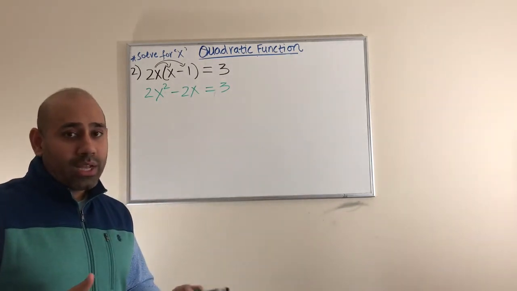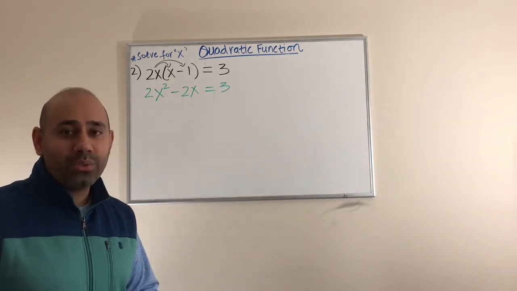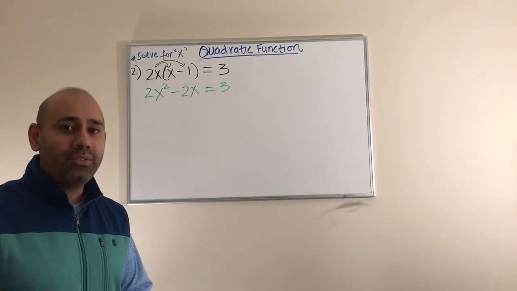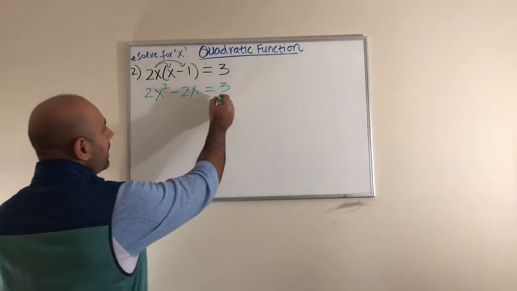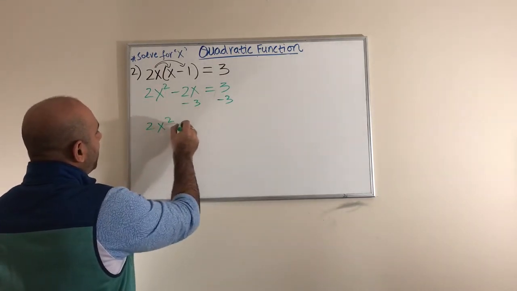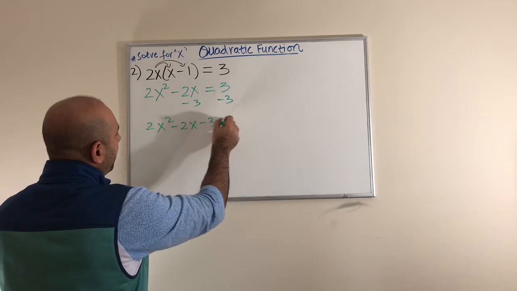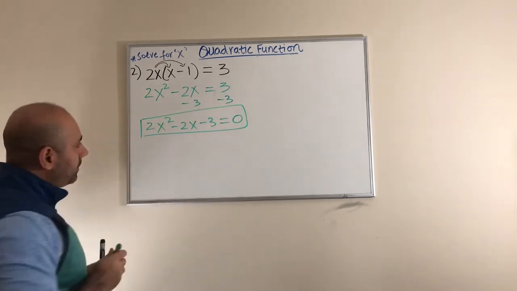There's only one thing we have to do to get it exactly in standard form, which you already know by now: we have to subtract 3 from both sides, and we want to get a 0 on the right hand side. So let's go ahead and subtract 3 from both sides. And this looks like 2x squared minus 2x minus 3, and on the right hand side we have a 0. So this is in the standard form, right?